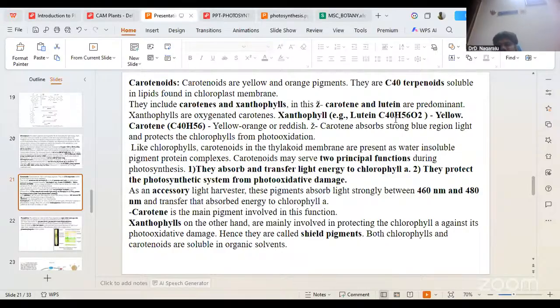You see the formula. What is it? C40, H56, O2. That is the xanthophyll, whereas in the carotene only the C and H part is there, C40 H56. The oxygen molecule is the variation. Okay.